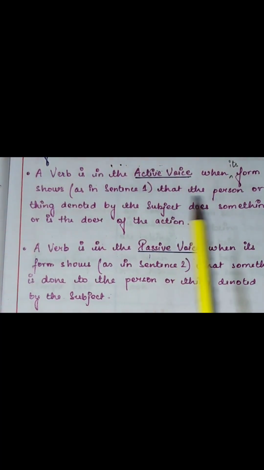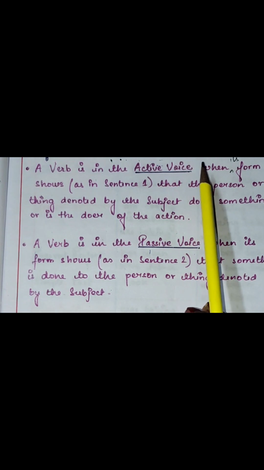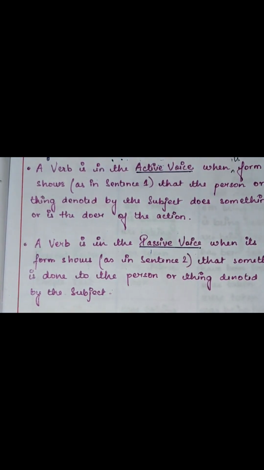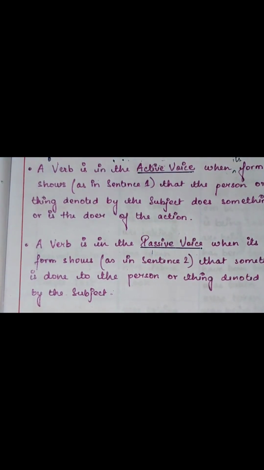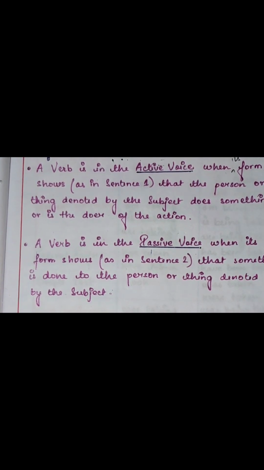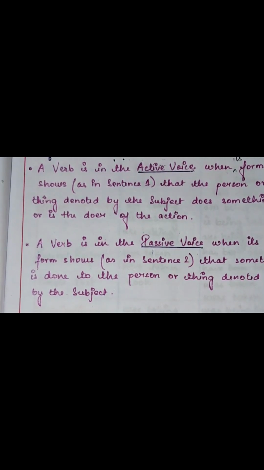Now by seeing these two sentences, we have to define the active and passive voice. So how should we define active voice? A verb is in the active voice when its form shows, as in sentence 1, that the person or thing denoted by the subject does something or is the doer of the action. That means in sentence 1 we can see that Henry is the subject and he is doing something to Gary. Gary is the object here. He is helping Gary. So the subject here is a doer. He is doing something. So when the subject is the doer, that time we say that it is in active voice.